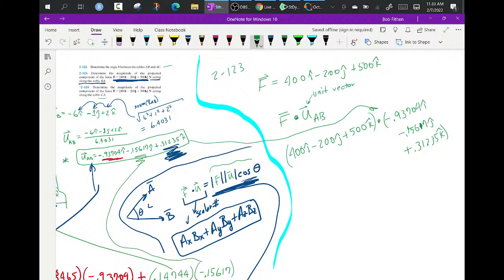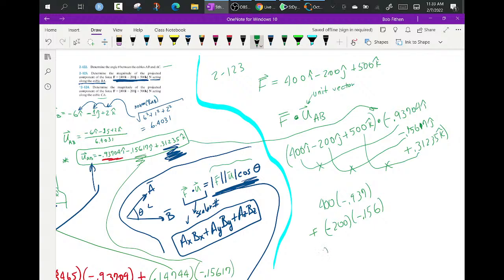Now you can do this a couple of ways. One, multiply these and those, add these two together and add these three. So you multiply these and then add them all together. In other words, it'd be 400 times the minus 0.937, plus a minus 200 times a minus 0.156, and then plus a 500 times a 0.312, and that'd give you a number.